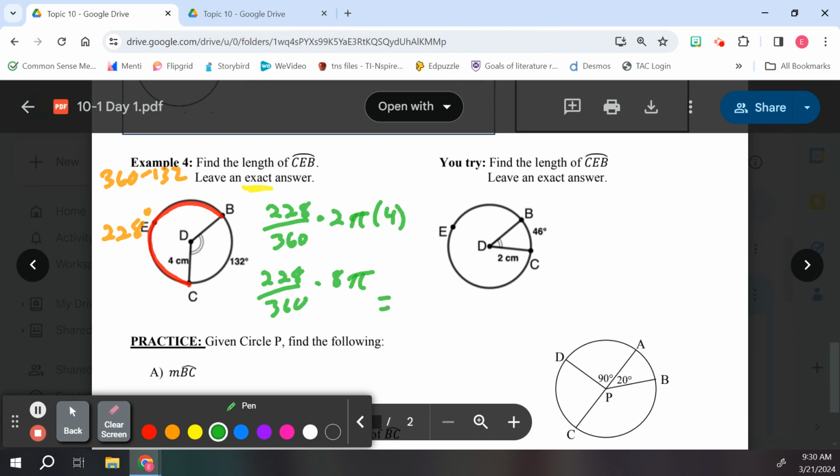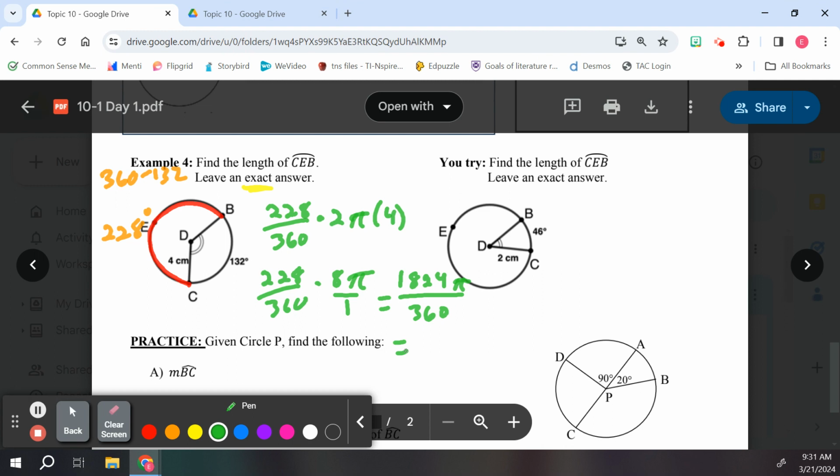Now I'm going to take 228 and multiply it by 8. Think of this as just multiplying across. So what's 228 multiplied by 8 going to be? Who could tell me? It's like a larger number. That's okay. It's like 1,000 something. Who's got it? Holly, you got it? Very good. 1,824. I'm going to leave pi here and divide that by 360.